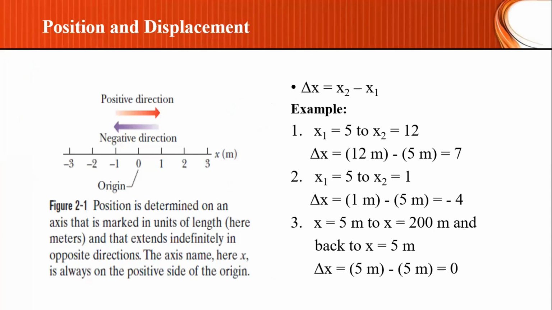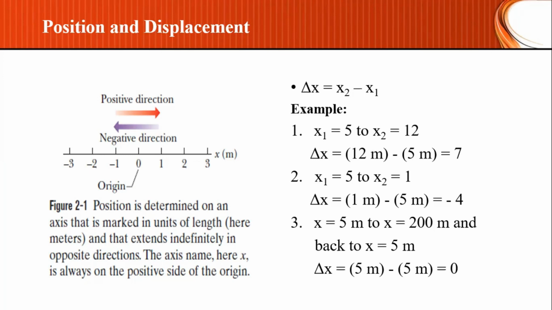Position and displacement. To locate an object means to find its position relative to some reference point, often the origin or zero point of an axis, such as the x-axis in figure 2.1. The positive direction of the axis is in the direction of increasing numbers or coordinates, which is to the right in figure 2.1. The opposite is the negative direction.